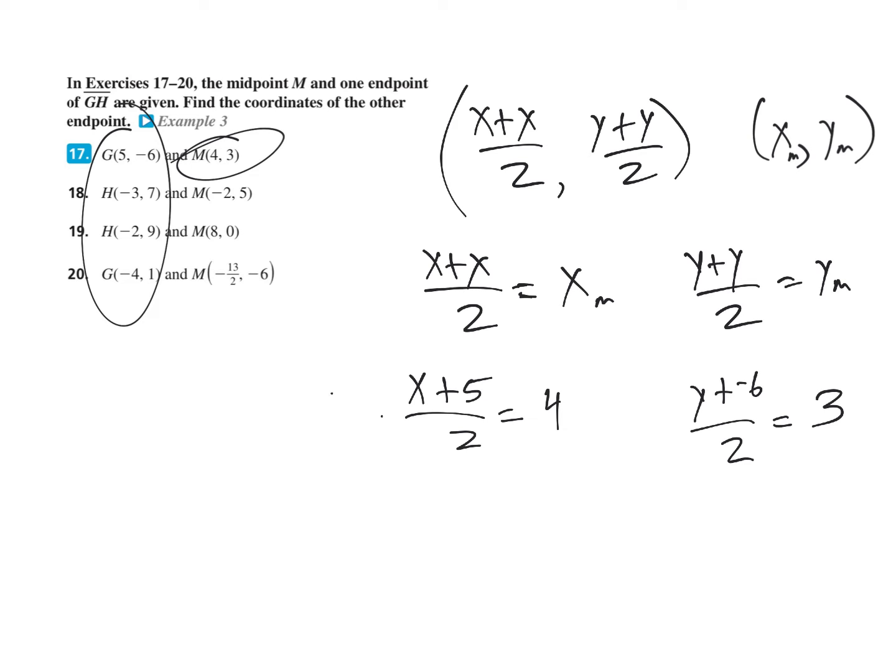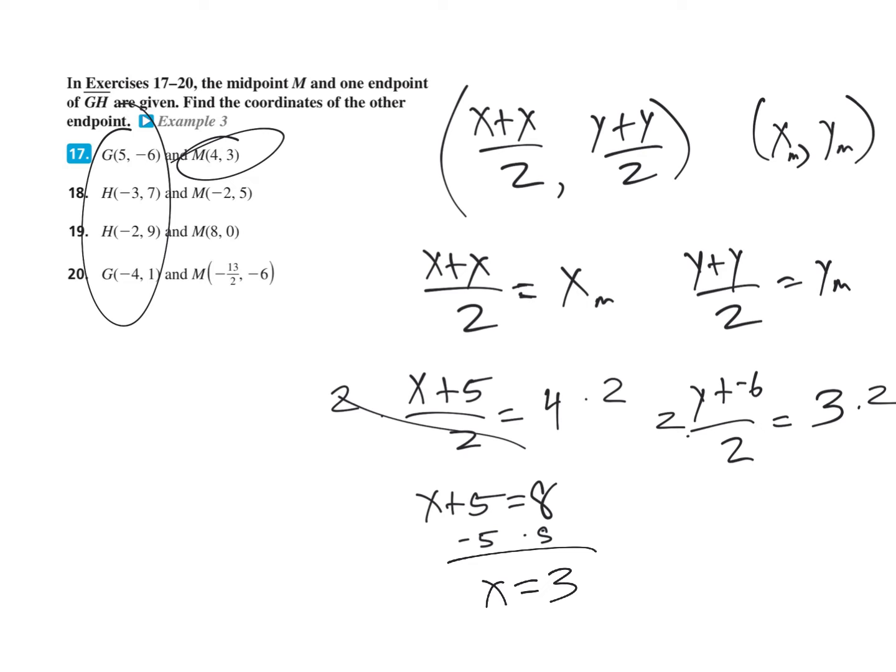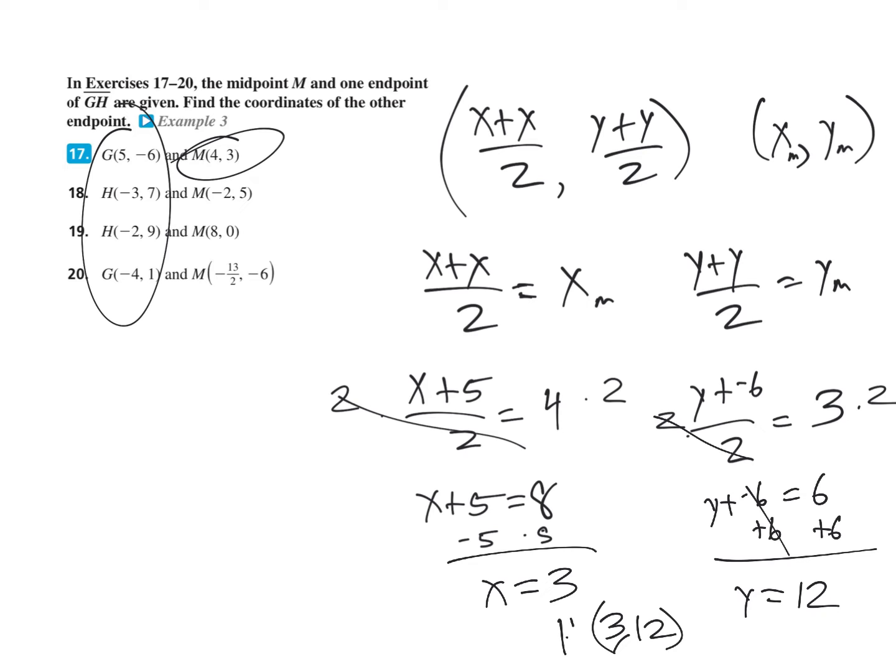Here's how you do it. Multiply by the denominator on both equations. The 2's reduce out. X plus 5 is now equal to 8. Subtract 5. And now you have x is equal to 3. Same thing over here. The 2's reduce out. Y plus -6 is equal to 6. We add 6 to the -6. That goes away. Y is equal to 12. So our midpoint, or excuse me, our other endpoint is (3, 12). And that would be H, I guess, is the endpoint value.